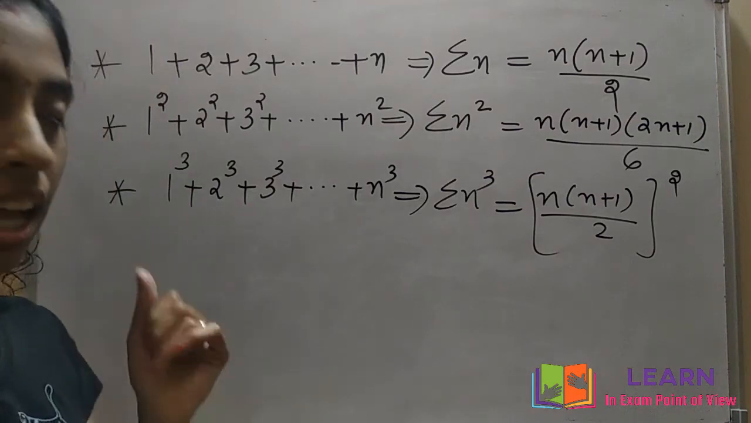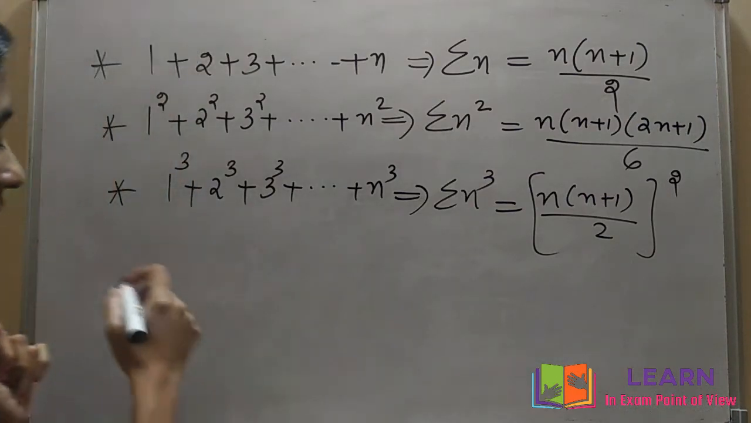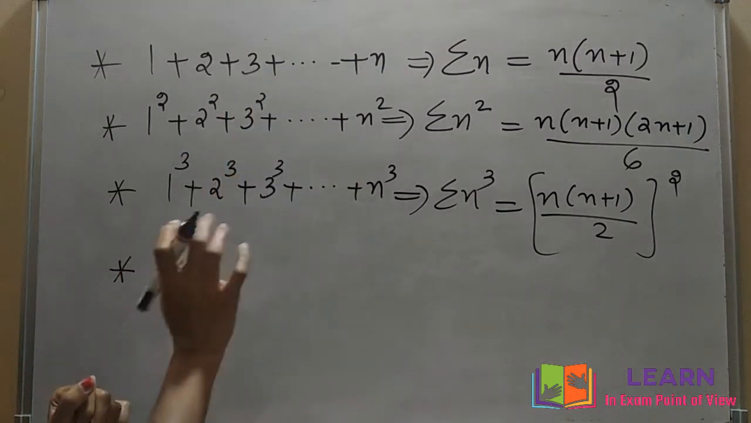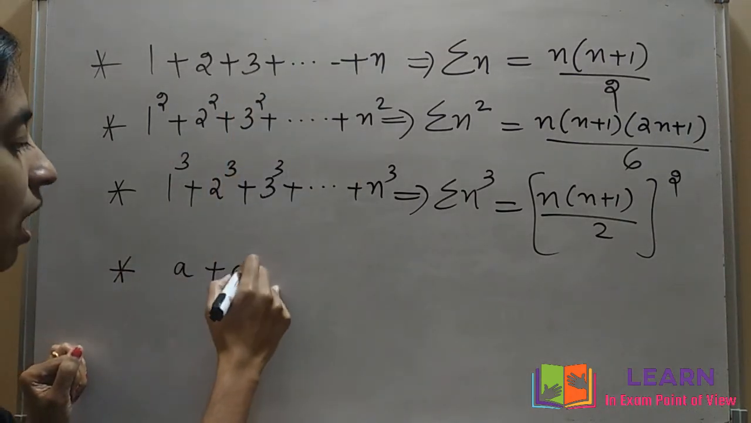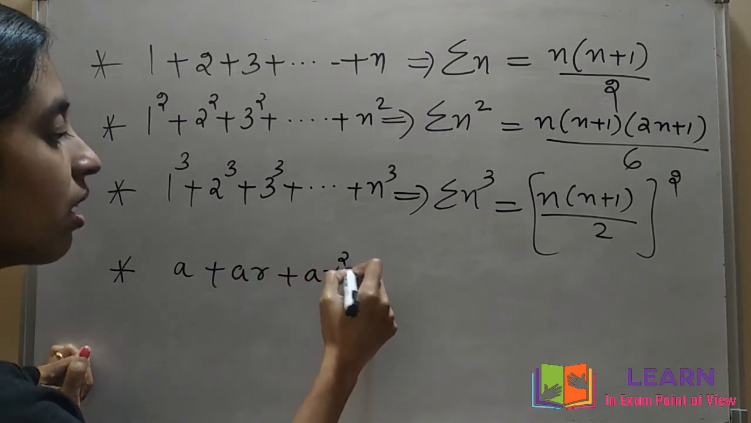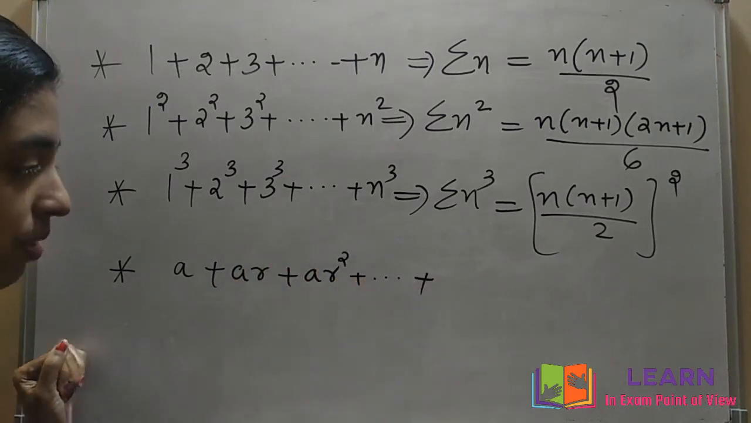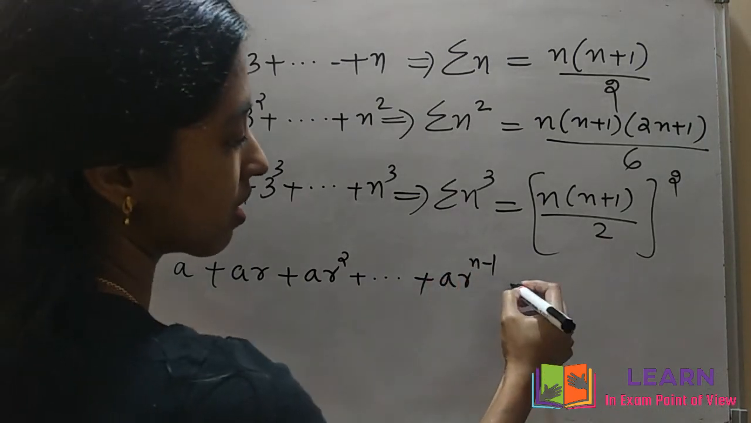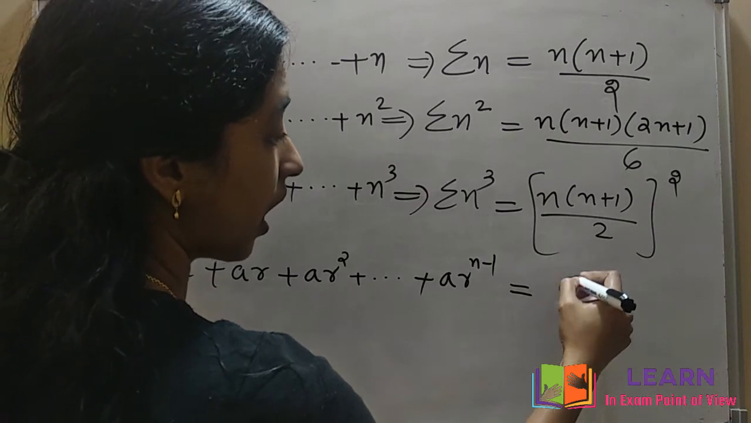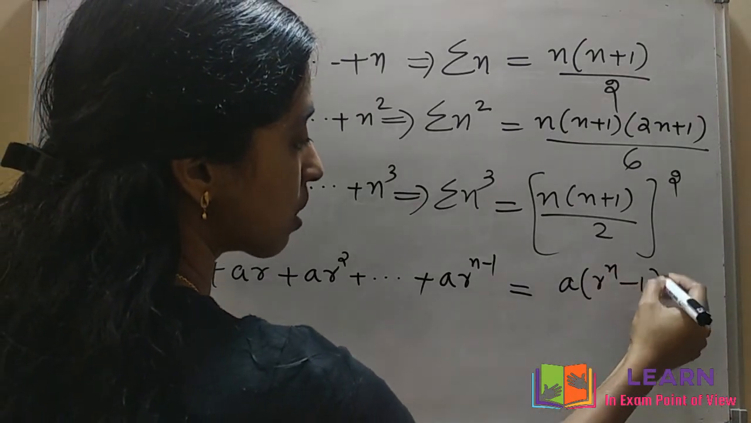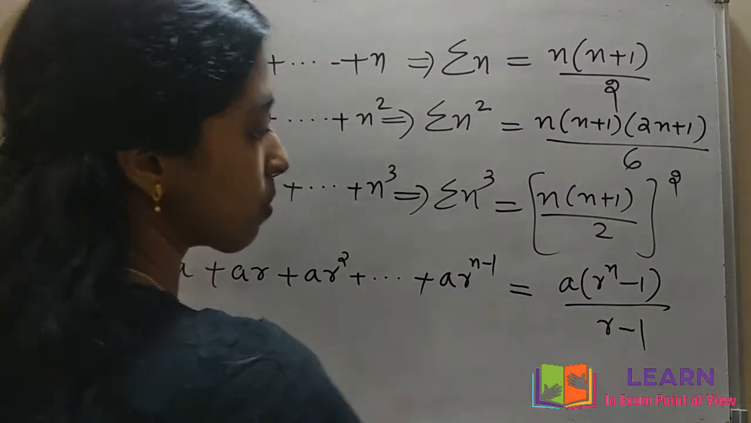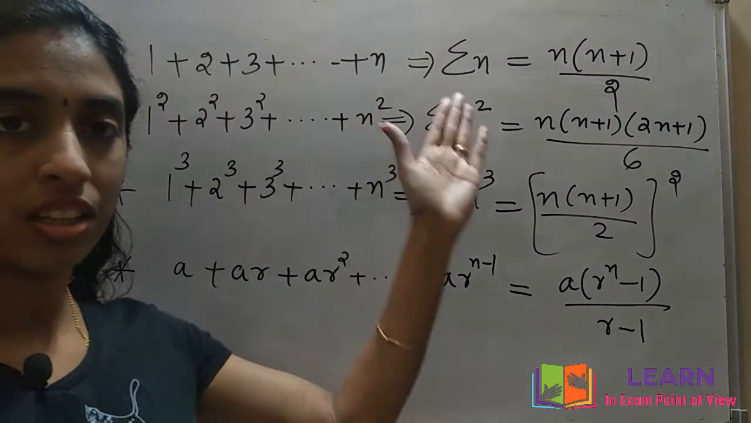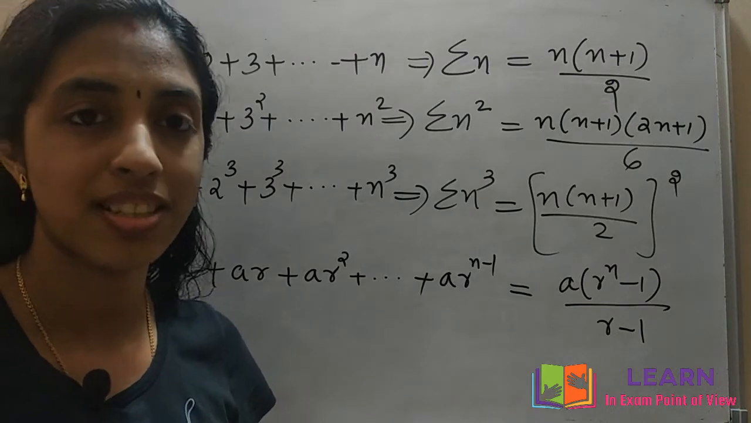And if it is a GP, that has probably less chance. These three are more important in this exercise. If it is A plus AR square plus etc. plus AR raised to n minus 1, it will be A into R raised to n minus 1 by R minus 1. So keeping this in mind, we can study exercise 7.8.